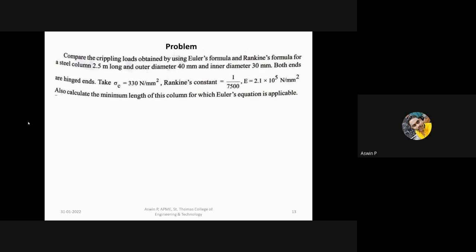Also calculate the minimum length of this column for which Euler's equation is applicable. Hope you have written the problem. And now we need to solve this problem.